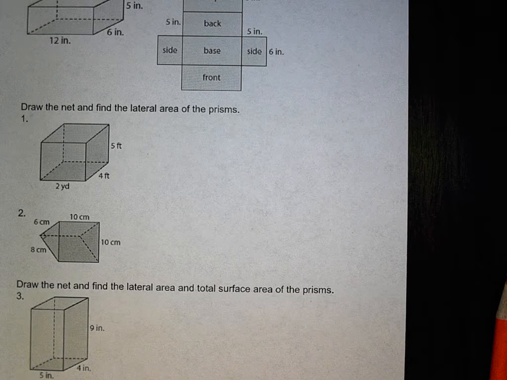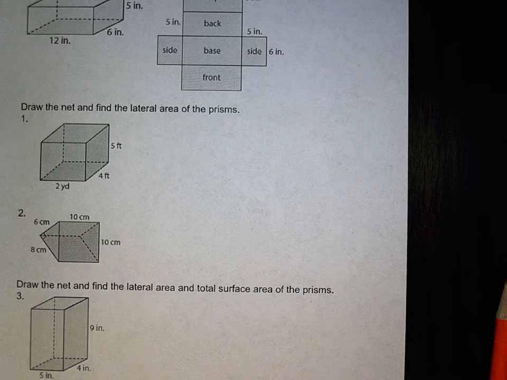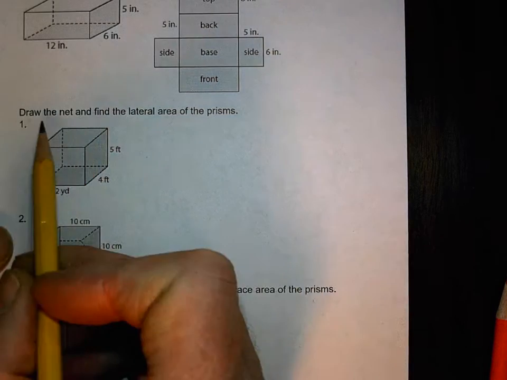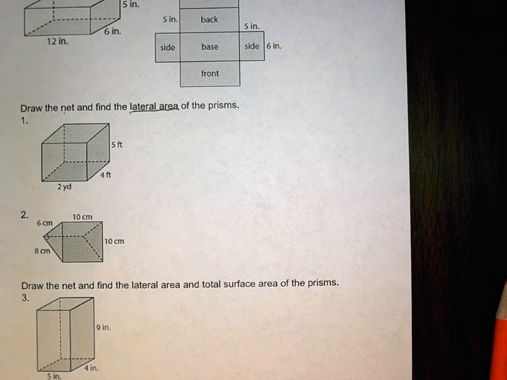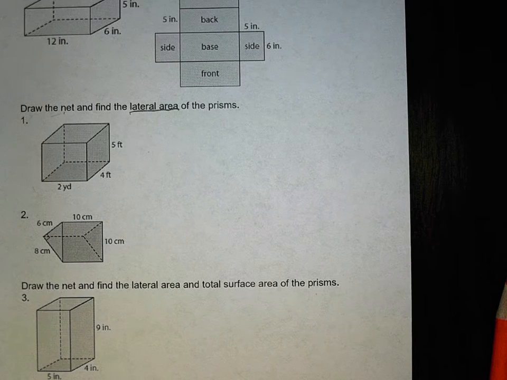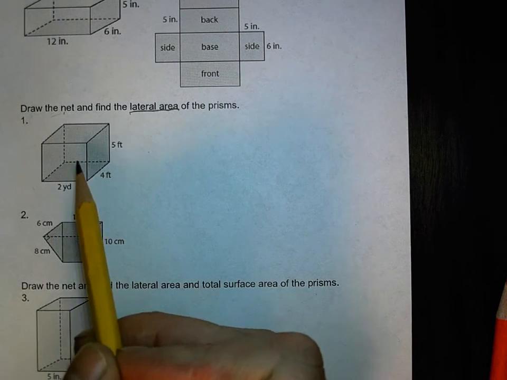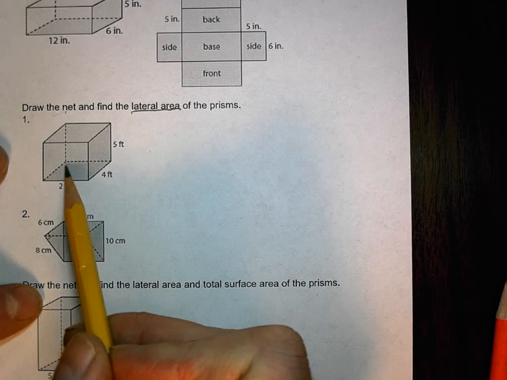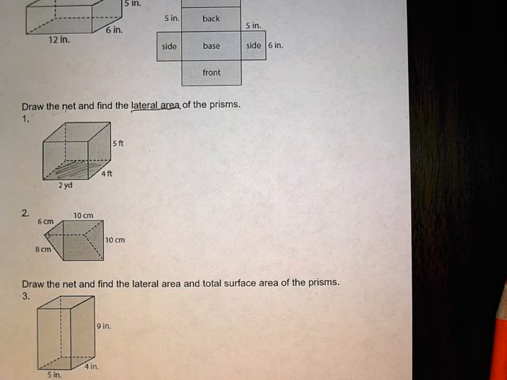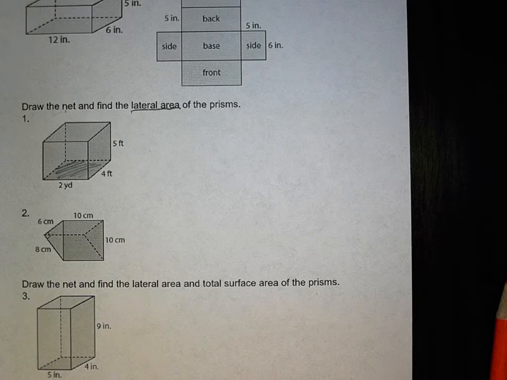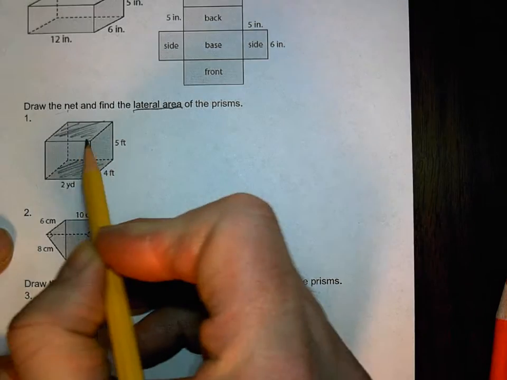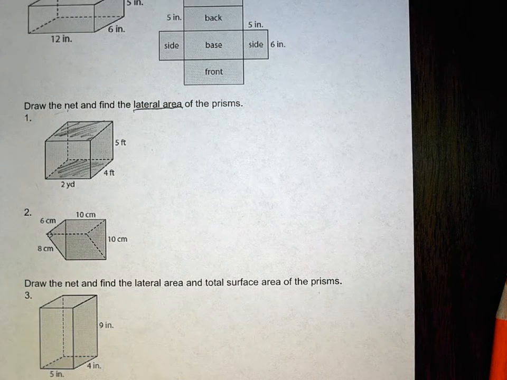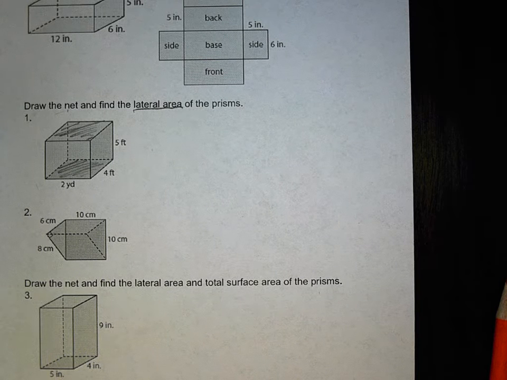We're gonna make nets, and then we're gonna find the first set here. It says to draw the net and find the lateral area. The lateral area does not include the base. On a rectangular prism, which one is the base? The one that's on the bottom. It helps if you go ahead and shade the bases. You don't have to darken them completely. Shade the bases so you know when you're looking at it, this is the base. I want lateral only, I don't want the base.